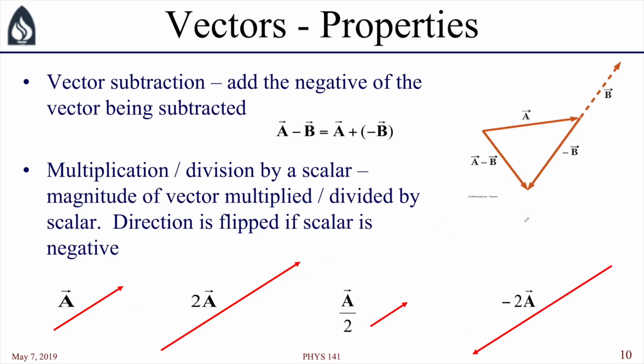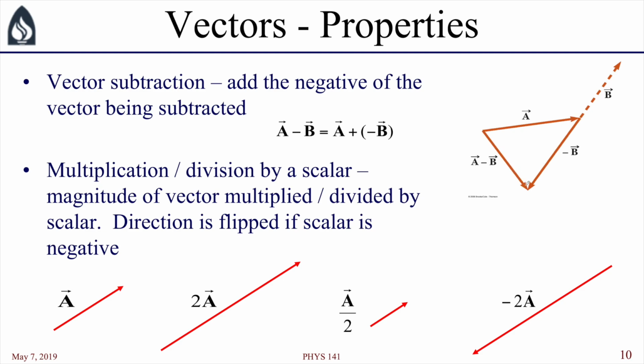If we want to subtract a vector, subtraction works by adding the negative of the vector being subtracted. So let's say we had a vector A and a vector B, and we wanted to subtract B from A. Then what we do is we first take the negative of B. So remember, the negative is a vector of the same length but just pointing in the opposite direction. And then we add that negative vector to the first vector. So the resultant would look something like this.